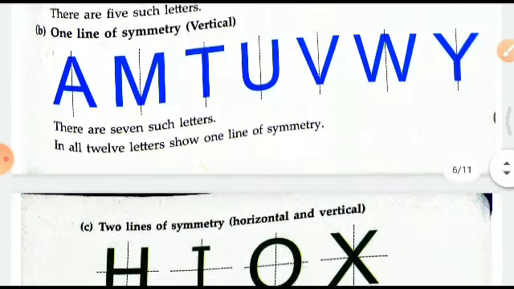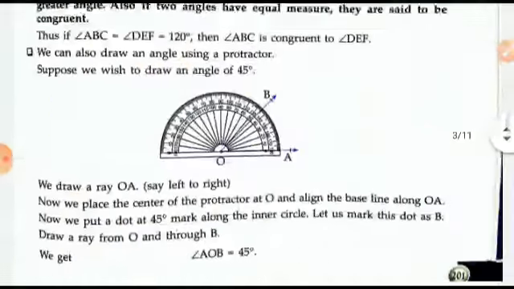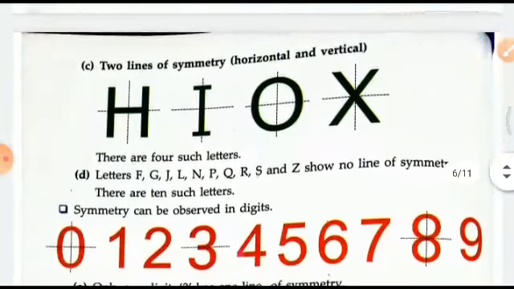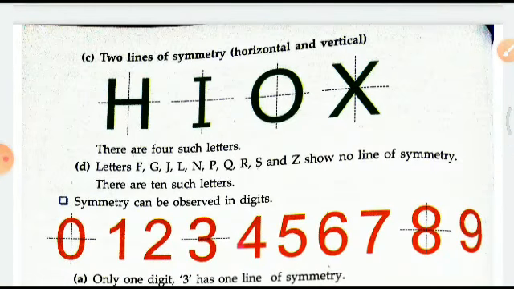There are 7 letters. And there are some in which there are horizontal as well as vertical lines of symmetry. Both lines of symmetry are there. And these are H, I, O, X, right? See in H, horizontal as well as vertical, both are there. O, X. Letters F, G, L, there are some letters which have no lines of symmetry.